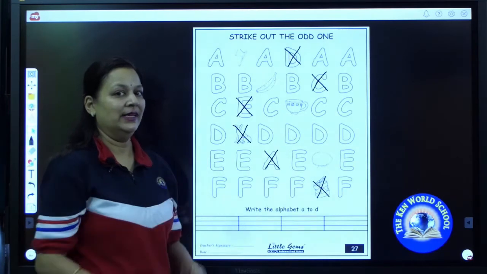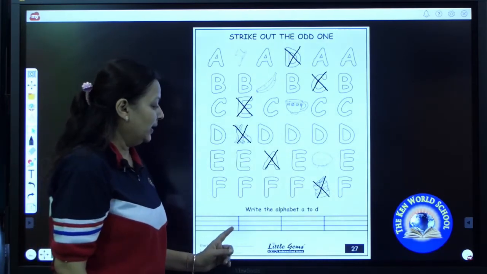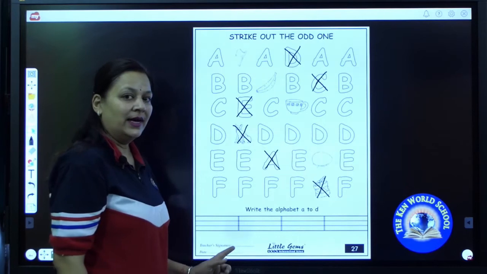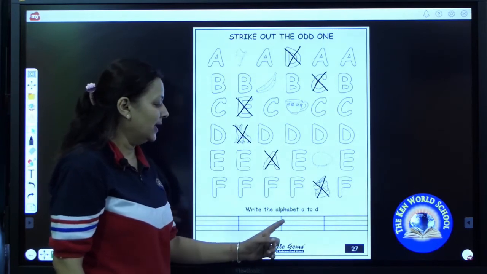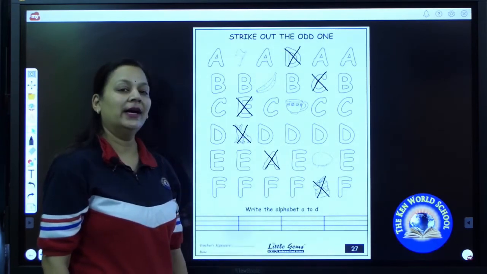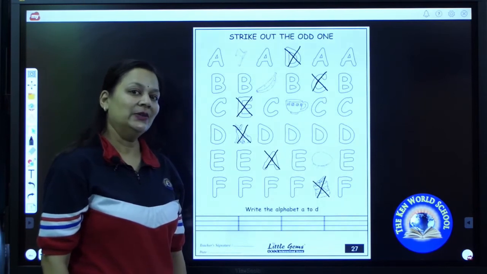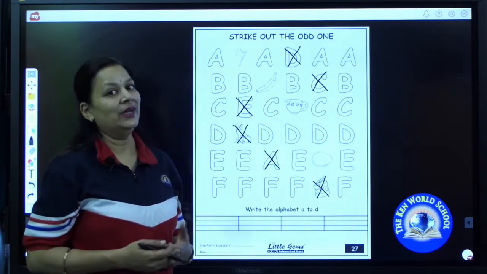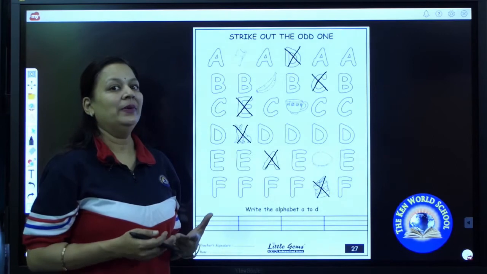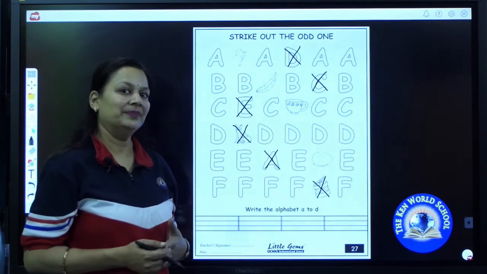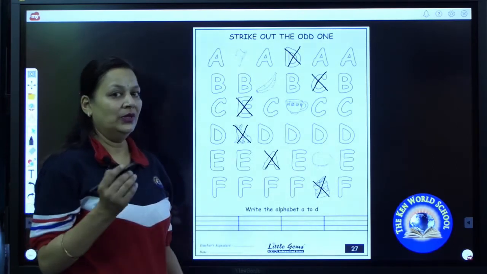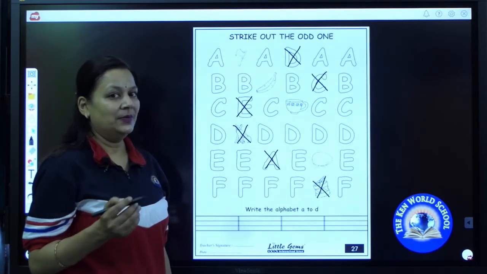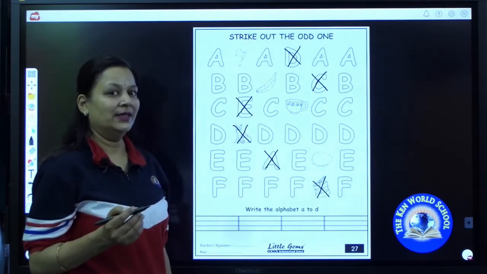Clap for yourself. Now can you see these lines? In these lines we are going to write the alphabets from A to D. What we are going to write? Alphabets from A to D. Now hold your pencils properly. Sit properly with your back straight.